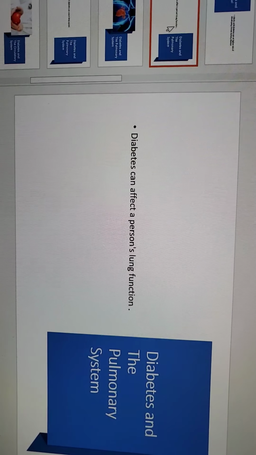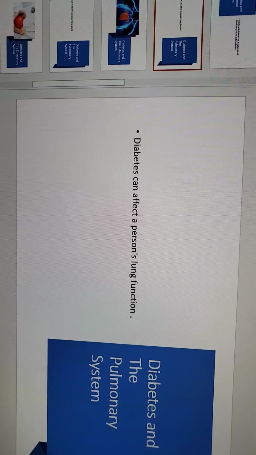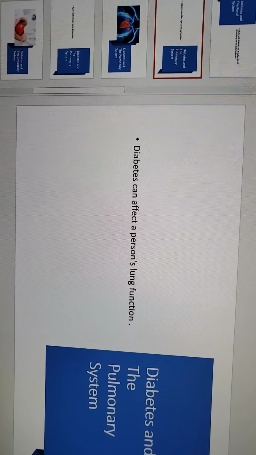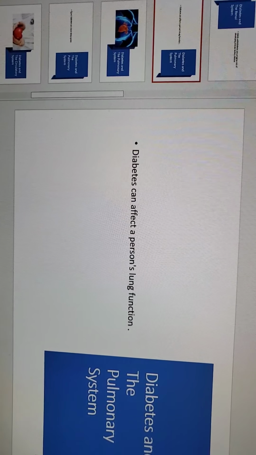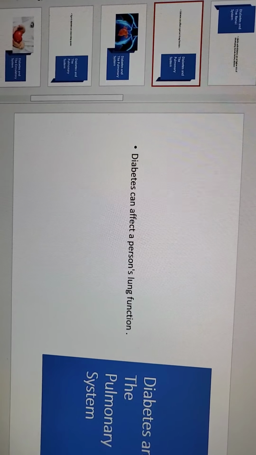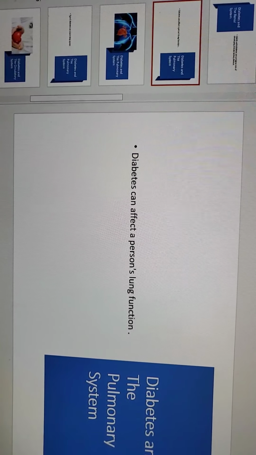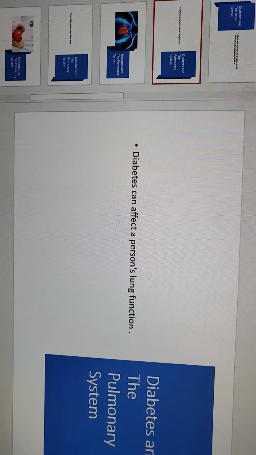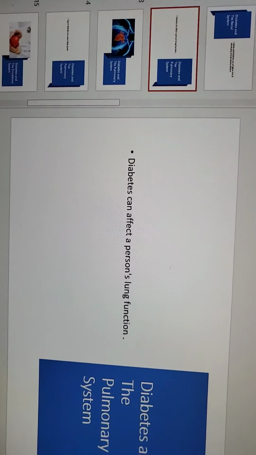Diabetes can affect a person's lung function. The relation between diabetes and lung function is a mysterious one. It is believed that inflammation is the root cause. Diabetes can cause inflammation. When high markers of inflammation are noted, doctors link it to low lung function. When blood glucose levels are high, the lungs function worse. People with diabetes are at risk to have asthma and COPD.